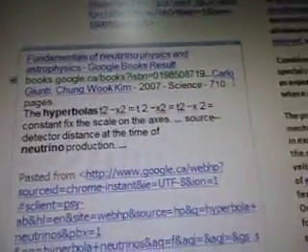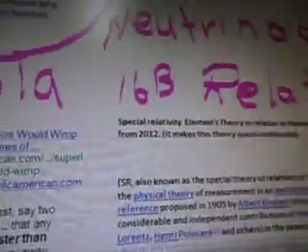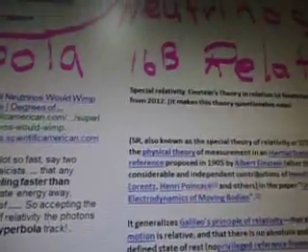Fundamentals of neutrino physics and astrophysics. The hyperbolas come up again. And then I googled special relativity, Einstein's theory in relation to neutrino data from 2012, and that makes this theory questionable now. They're now questioning this theory.